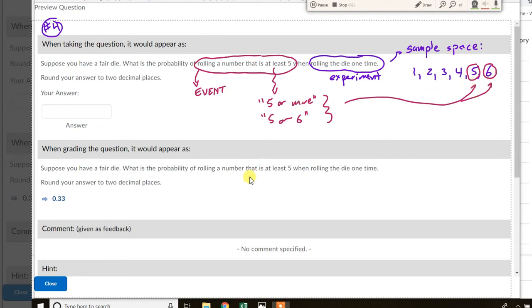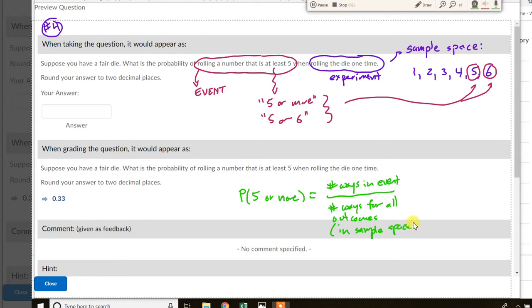So now let's construct the probability fraction. My probability of 5 or more on a fair die is going to be equal to what? The number of ways or number of outcomes in the event, which is 5 or more, divided by the number of ways for anything, the number of ways for all outcomes. Or another way to say that is the sample space size, the number of events in the sample space, or the size of the sample space.